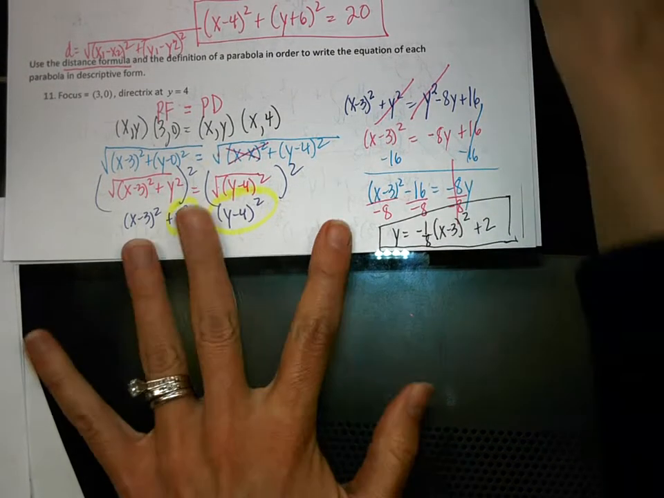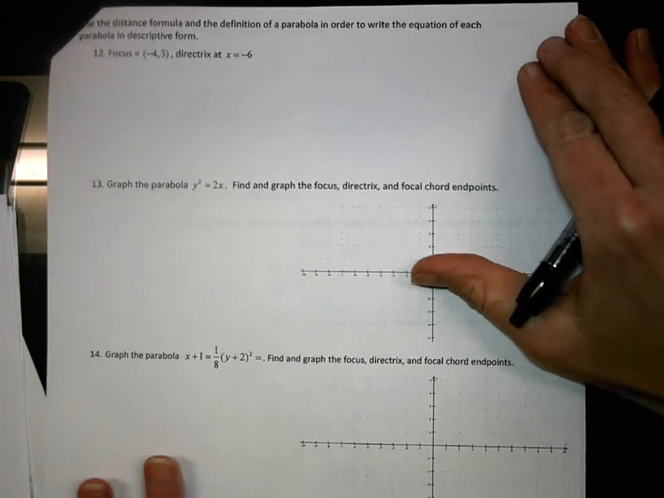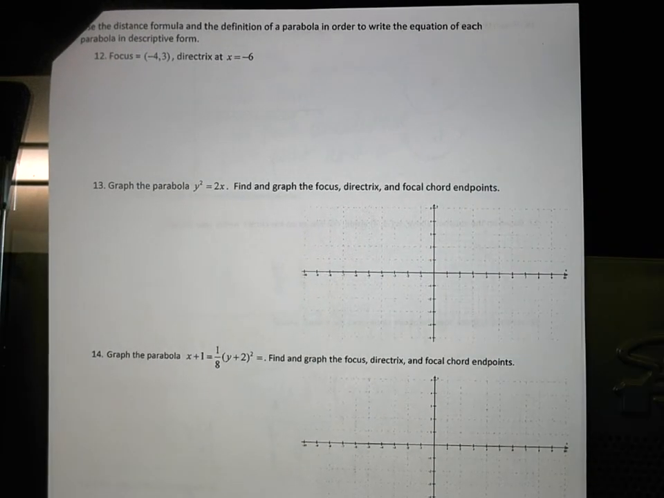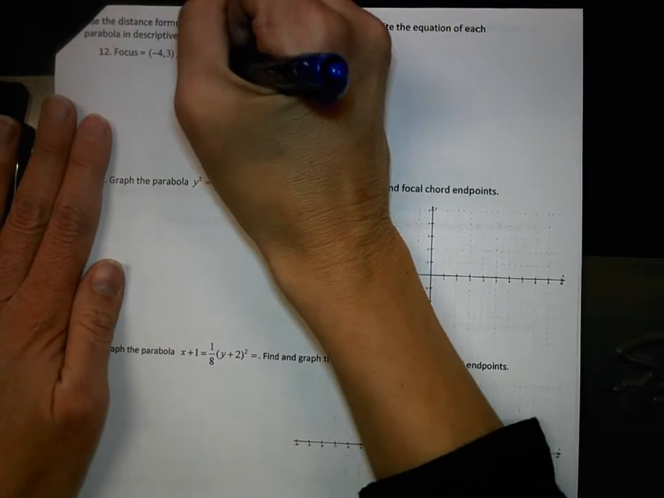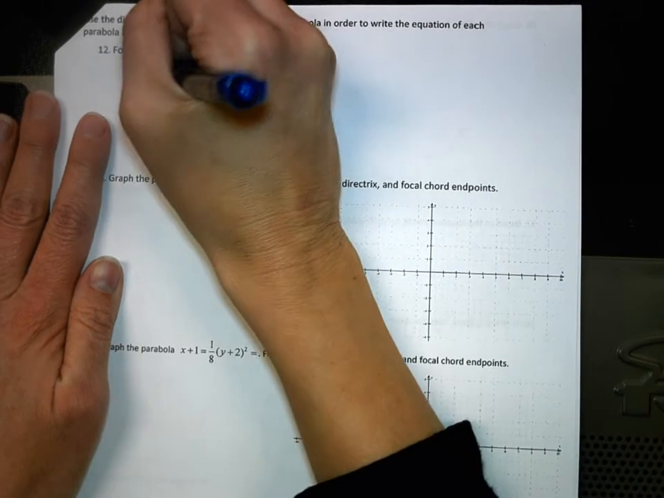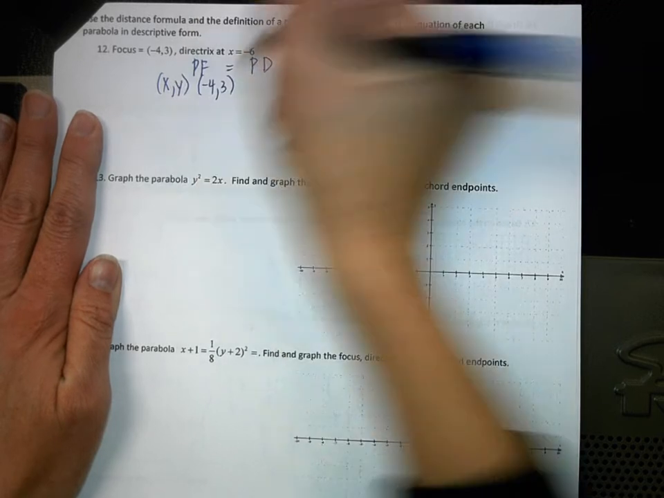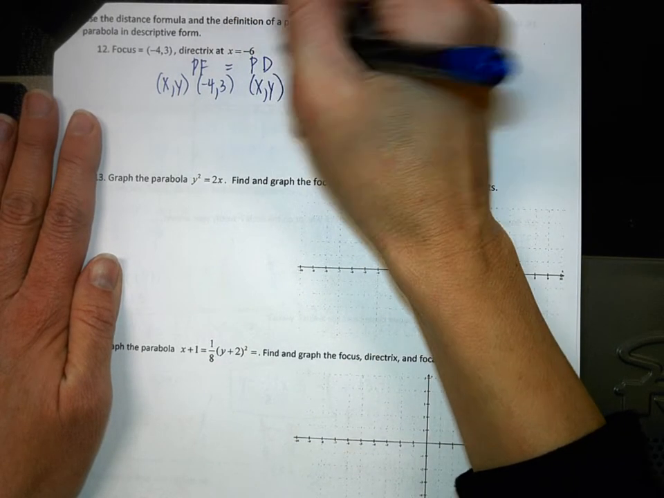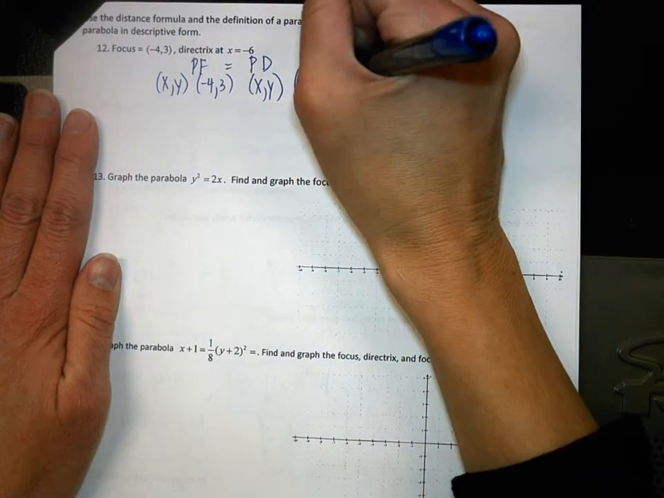Okay, we'll go ahead and do another one like that. So same thing, where we know that from the point to a focus and the point to the directrix, it's the same distance. So PF equals PD. The point we will use is (x, y). My focus is at (-4, 3). Again, my point is (x, y). This time my directrix is at x equals -6, so -6 goes in the x spot, and then y goes in the y spot.